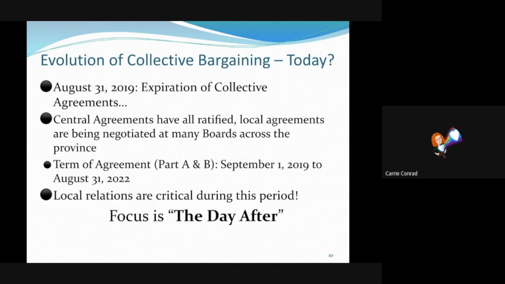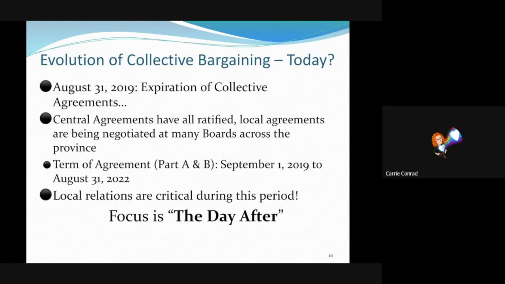The term of the agreement, again, within the SBCBA, it establishes that the term of agreement is set by the central parties, and this collective agreement commences September 1st, 2019 to August 31st, 2022.